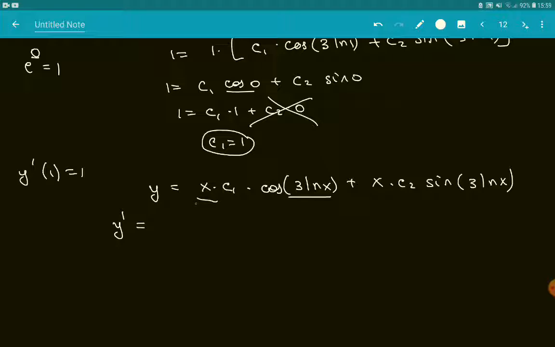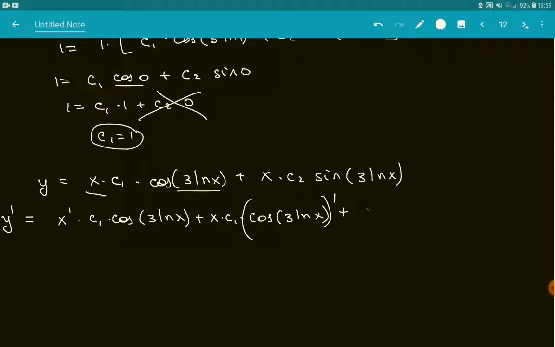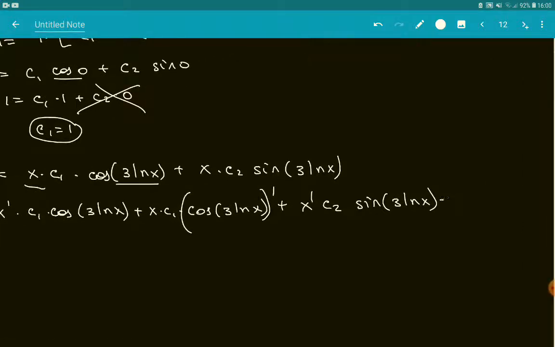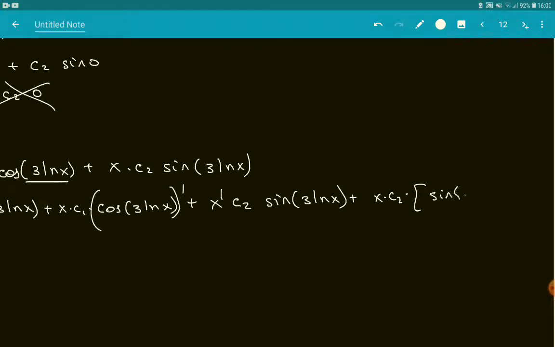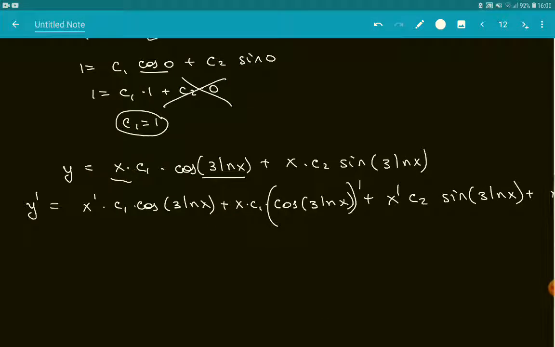Knowing this, we will just differentiate x multiplied by c1 cosine 3 ln x, plus x multiplied by c1 multiplied by cosine 3 ln x differentiate, again I add, plus x differentiate c2 sine 3 ln x, plus x multiplied by c2 multiplied by sine 3 ln x differentiate. So let's go to the back.